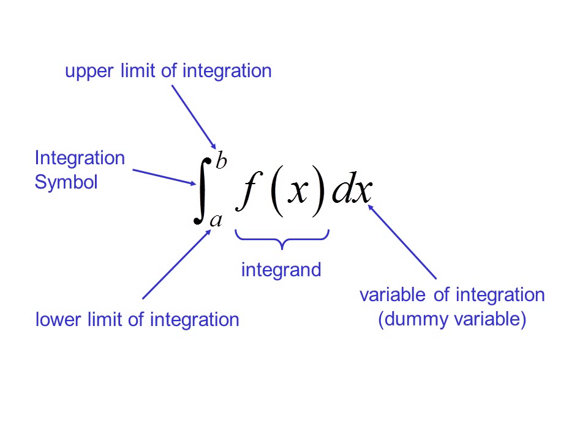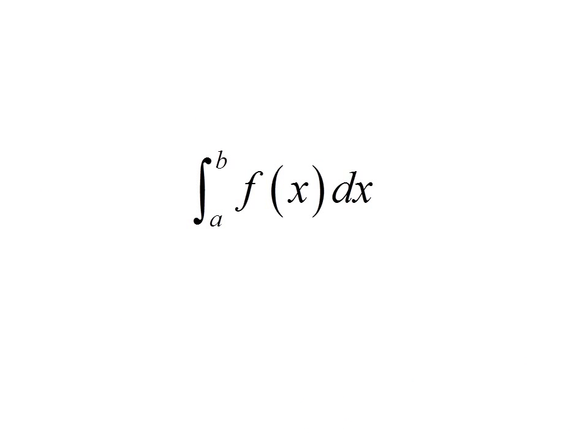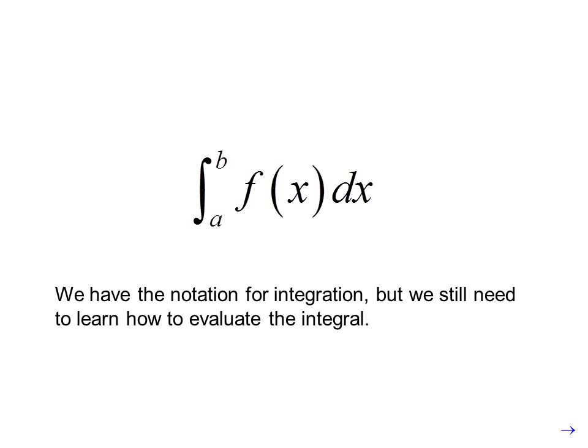And x is the variable of integration, which is a dummy variable. It is called a dummy variable because the answer does not depend on the variable chosen. You could replace x in these two places with another letter, and you would get the same answer. We have the notation for integration, but we still need to learn how to evaluate the integral.